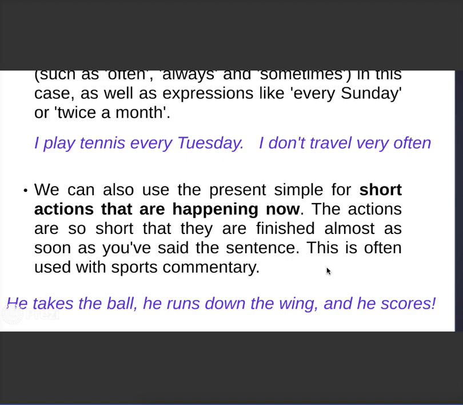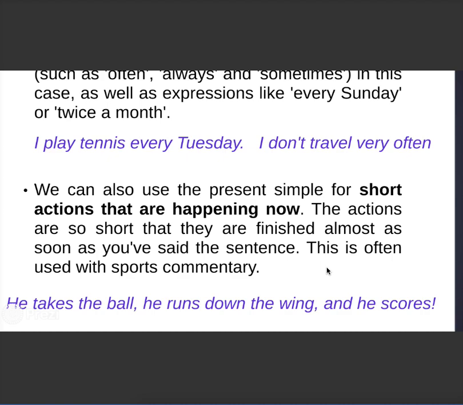So let's imagine a match. Let's imagine, I don't know, a football match, now that we have been talking about the sports. You have the commentator, and he's saying like, he takes the ball.